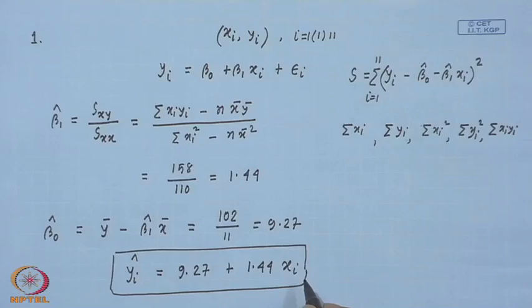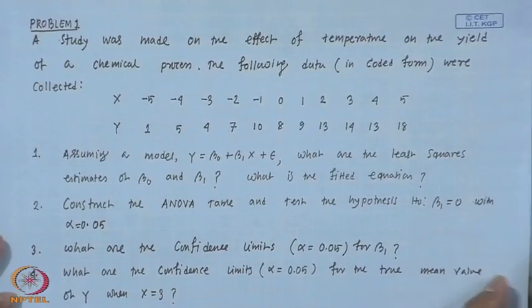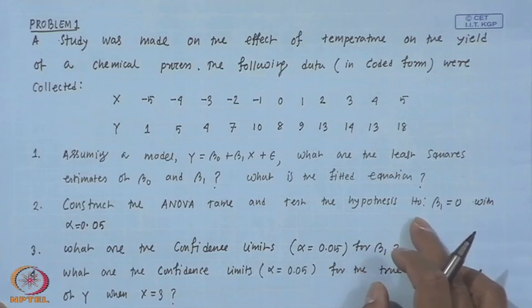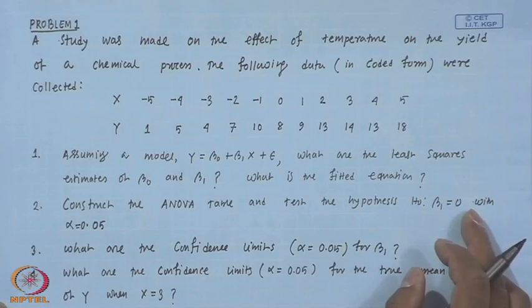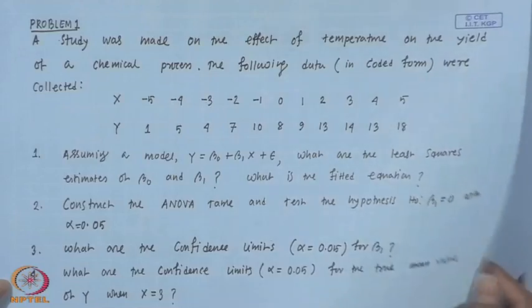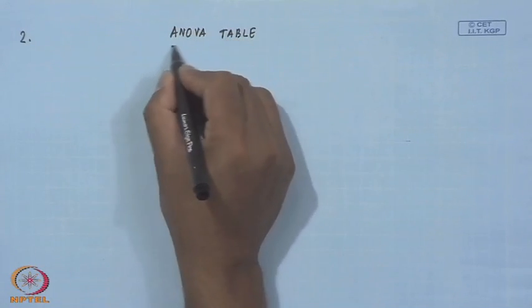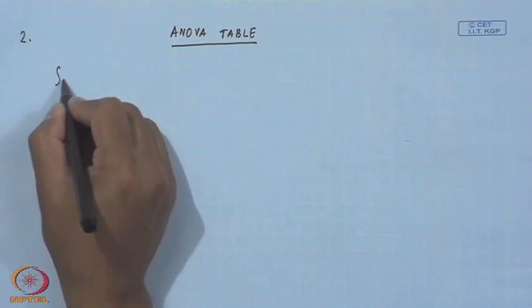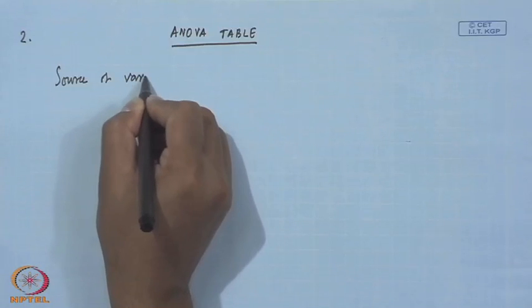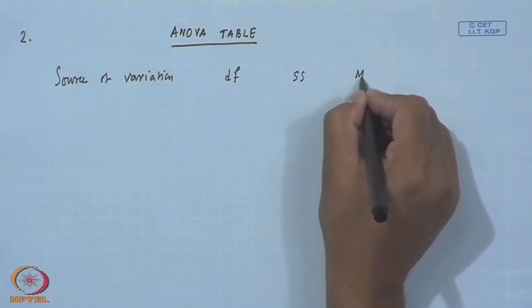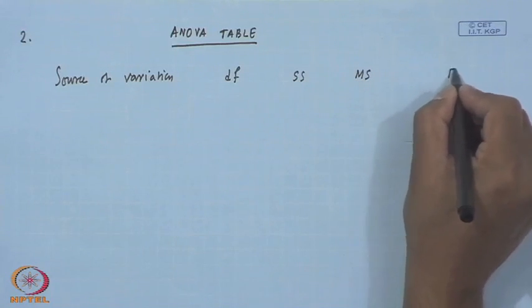Okay. So, the next problem says construct the ANOVA table and then test the hypothesis H naught that beta 1 equal to 0 at level of significance 0.05. Okay, so, now construct the ANOVA table. The columns are source of variation, degree of freedom, sum of square, mean square and the F statistic.